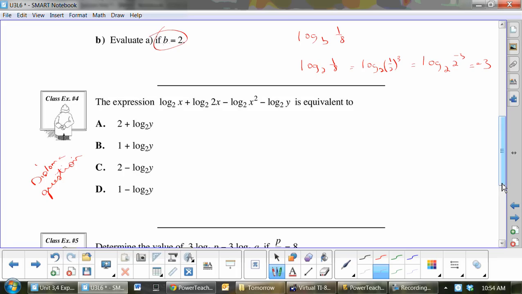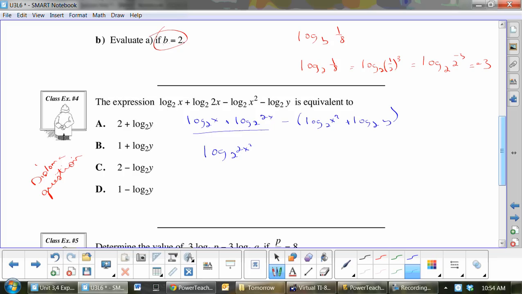Okay, let's do this and see if you got the right answer. Now, remember what I said. The first thing you should always get in the habit of is taking out a minus sign and then grouping. So you go log 2 of x plus log 2 of 2x minus log 2 of x squared plus log 2 of y. Okay? So the first group I'm going to do, and I will get log 2 of 2x squared.